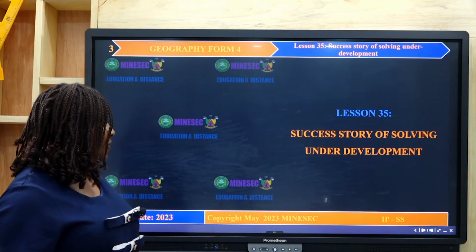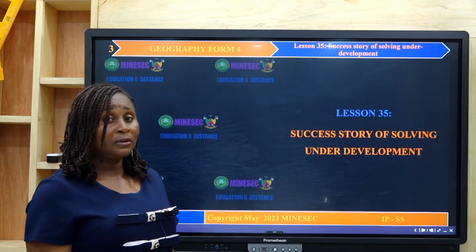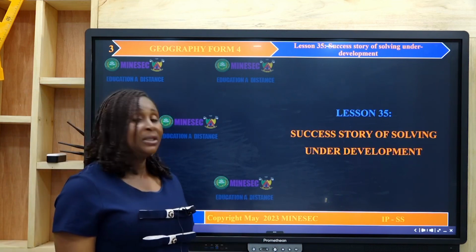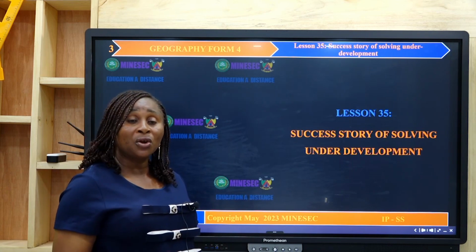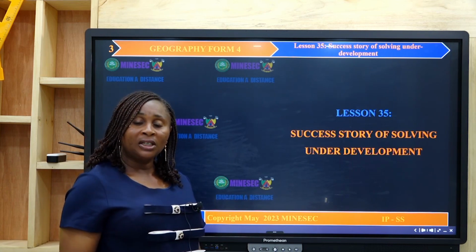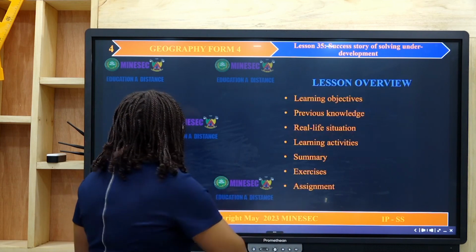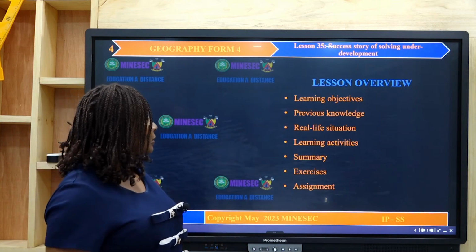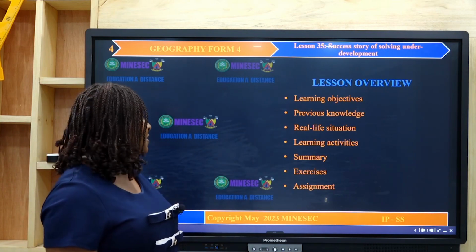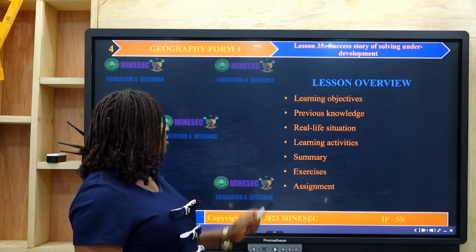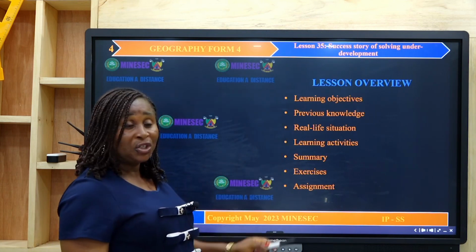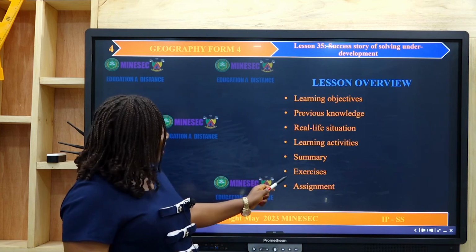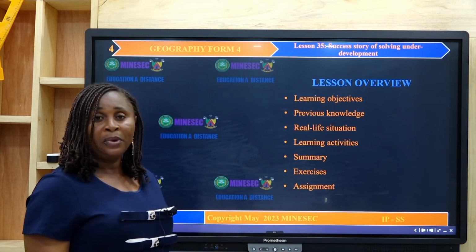Our lesson 35 is titled Success Story of Solving Underdevelopment. Our lesson is going to unfold following this pattern: learning objectives, previous knowledge, real life situation, learning activities, summary, exercises, and assignment.